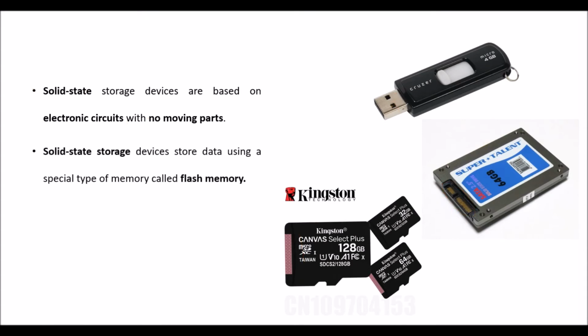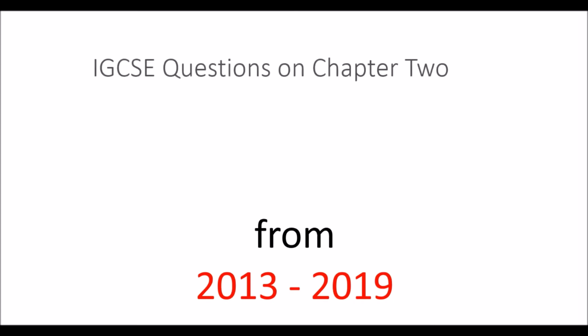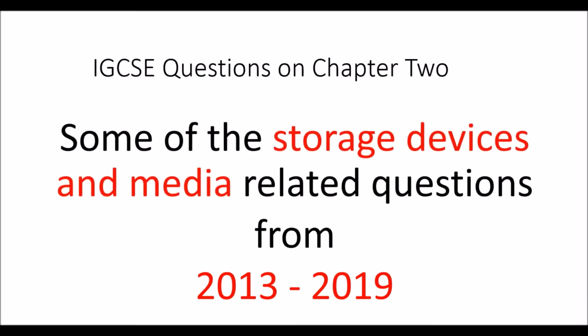Now, solid state storage devices store data using a special type of memory. They call it flash memory. USB, memory card, or SSD are examples, and they use direct access. All of them are using direct access. Now that's all. Your chapter 3 is just a very short chapter, so it doesn't contain so much information. Now let's look at how Cambridge normally asks questions in this chapter.